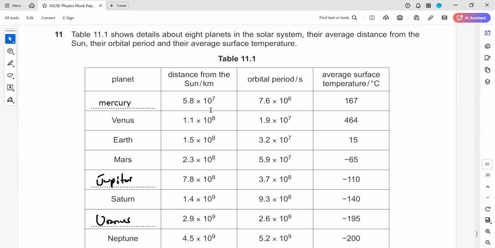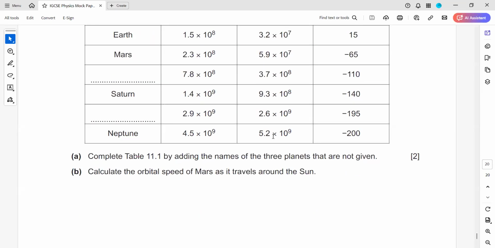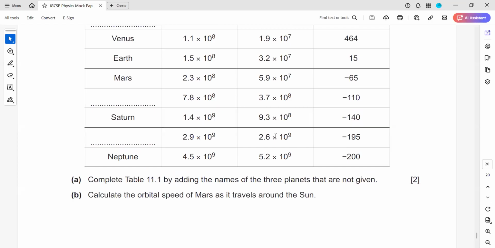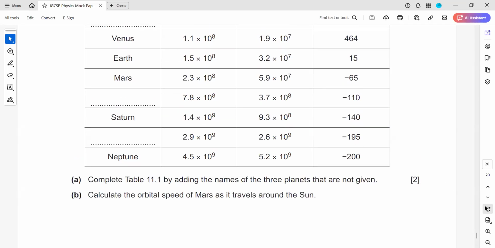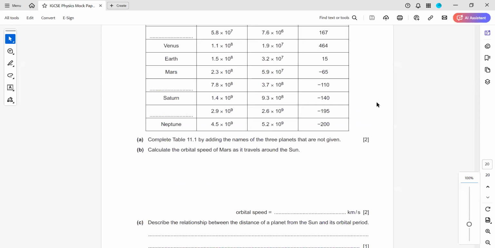The distance from the sun is given, the orbital period is given, and the average surface temperature is also given. Complete the table 11.1 by adding the names of the three planets that are not given and calculate the orbital speed of Mars as it travels around the sun. And we need it in kilometer per second.